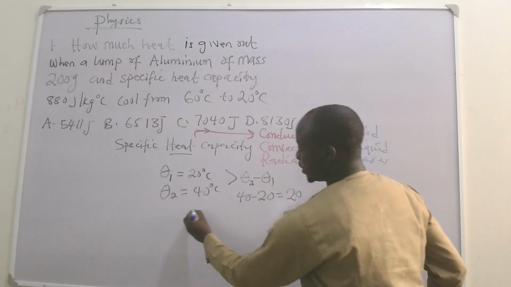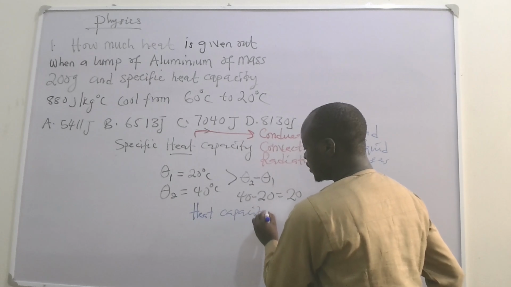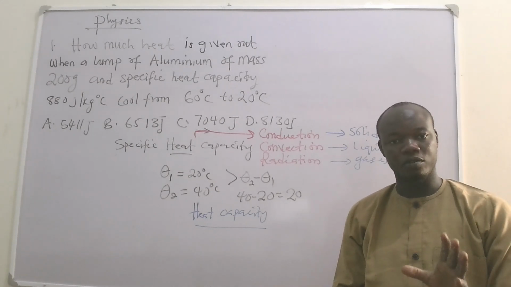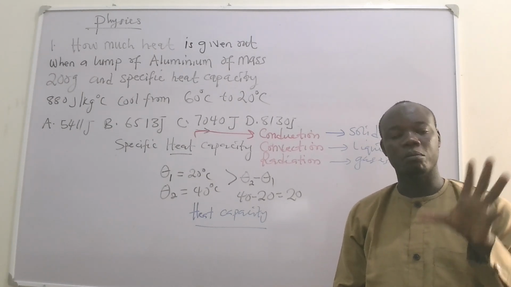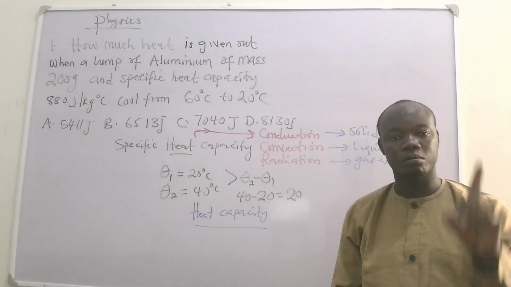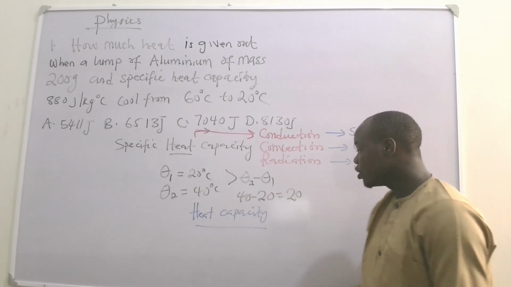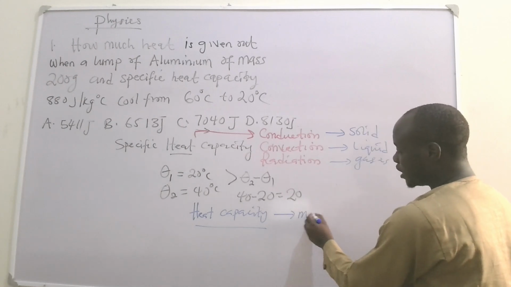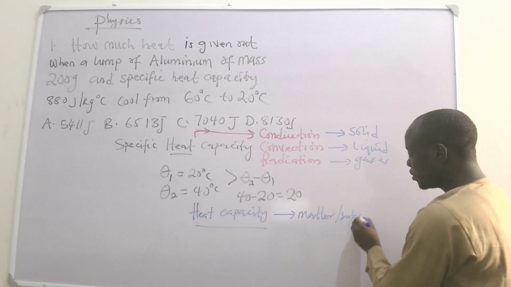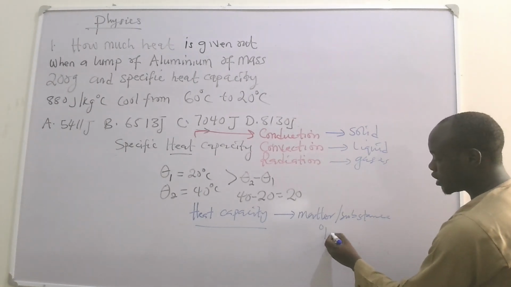What is heat capacity? Heat capacity is defined as the amount of heat or amount of energy required to raise the temperature of an object by 1 degree centigrade. It is the amount of energy that is required to raise the temperature of any matter, or any substance, by 1 degree centigrade.